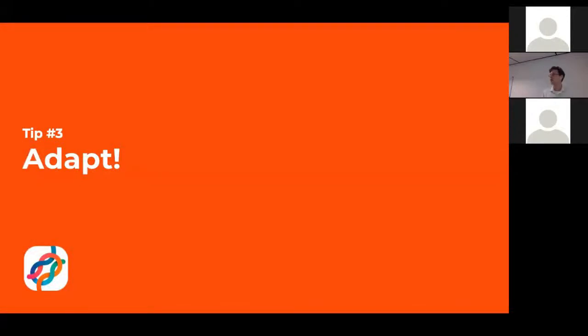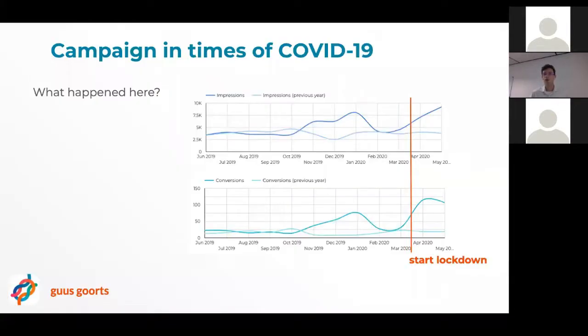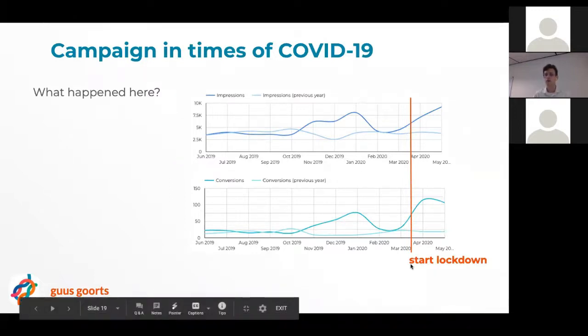So, that brings us to the third and final tip, which is adapt. And of course, I'm talking about COVID here. This is a screenshot from a dashboard that we worked on for a client. And so you can see that Singapore started its lockdown in early April.